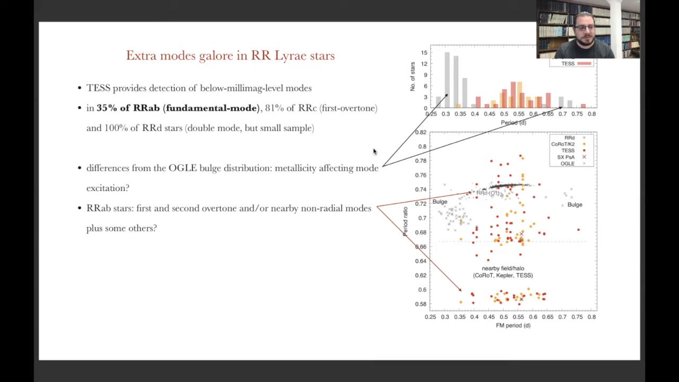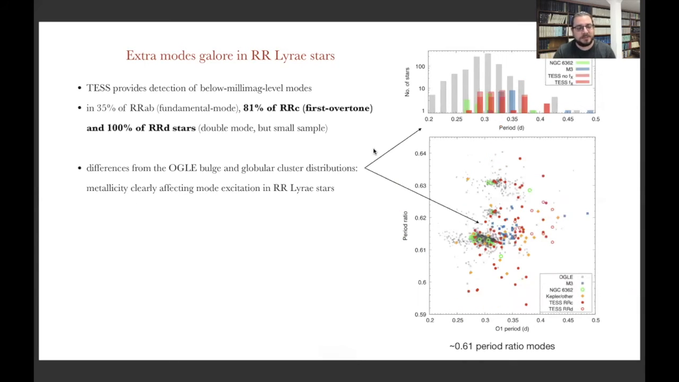In the fundamental mode stars, we see a clear difference between the bulge stars observed by the OGLE survey, which dominate the short and the long period edges of the distribution, and the field and halo stars observed by space telescopes like CoRoT, Kepler, and TESS that form the middle of the distribution. This plot suggests that there is some difference between mode excitation in the bulge and in the more metal-poor halo stars.